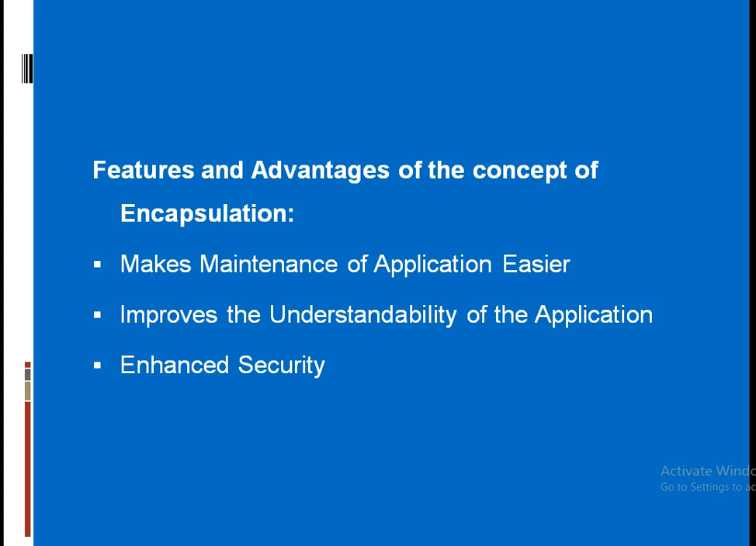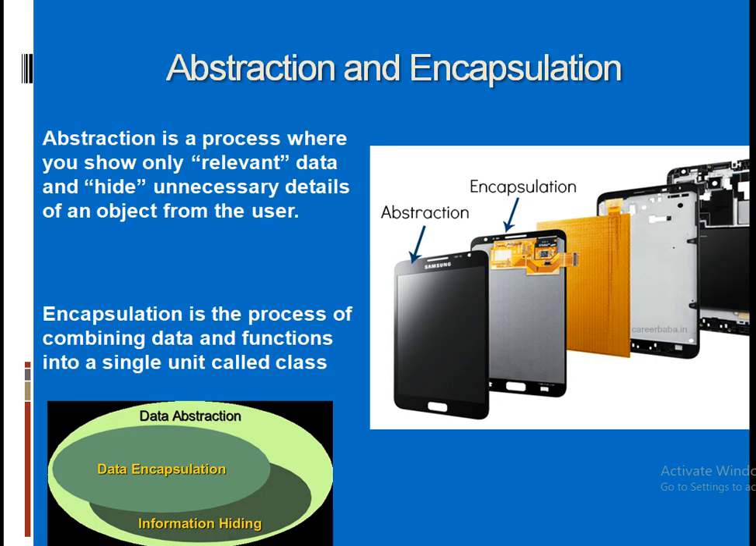The main features and advantages of the concept of encapsulation are that it makes maintenance of the application easier, improves the understandability of the application and enhances security. So abstraction and encapsulation go together. Abstraction is the process where you show only relevant data and hide the unnecessary details of an object from the user, whereas encapsulation is the process of combining data and functions into a single unit called a class.